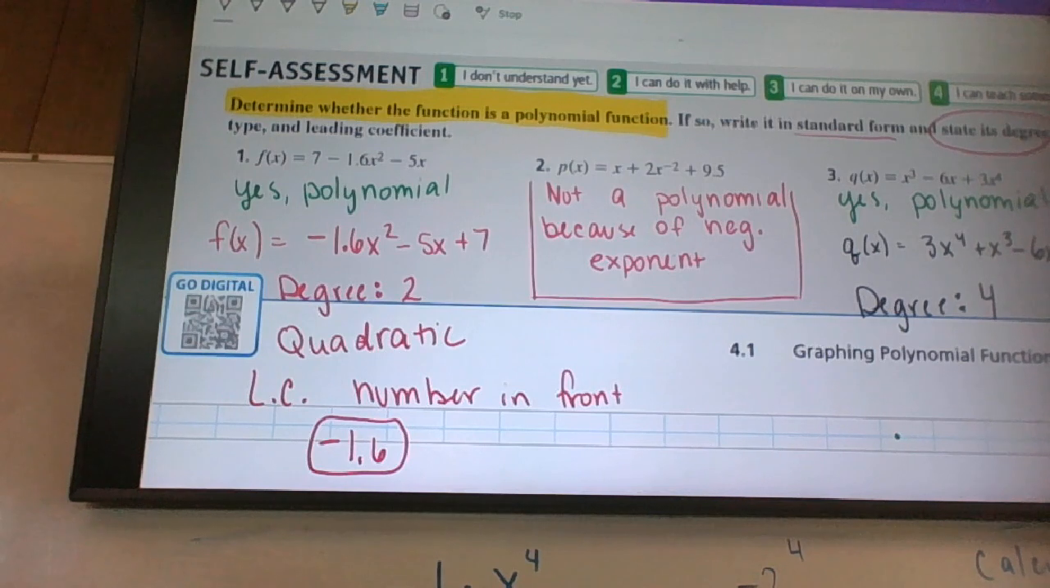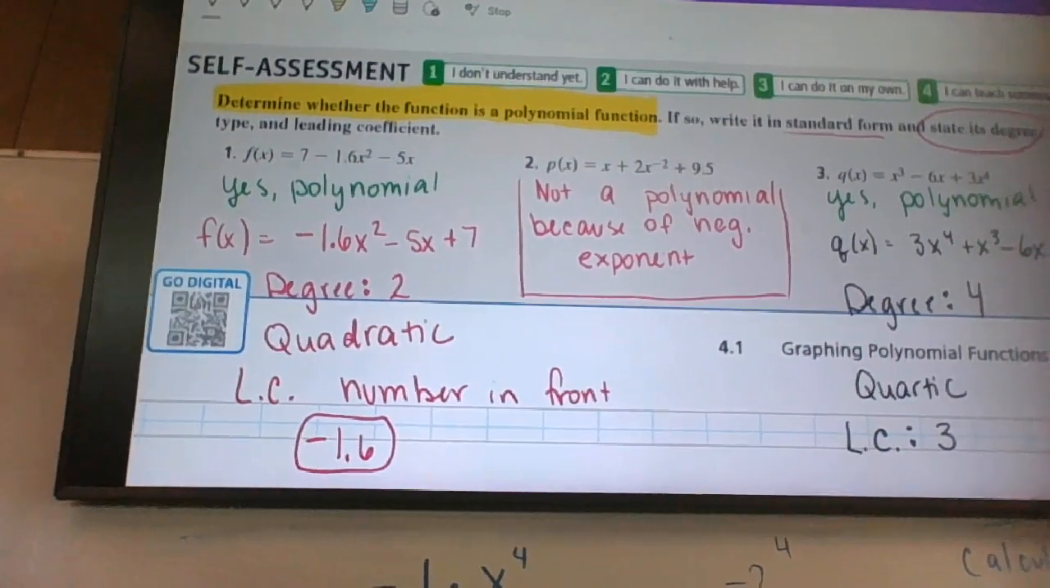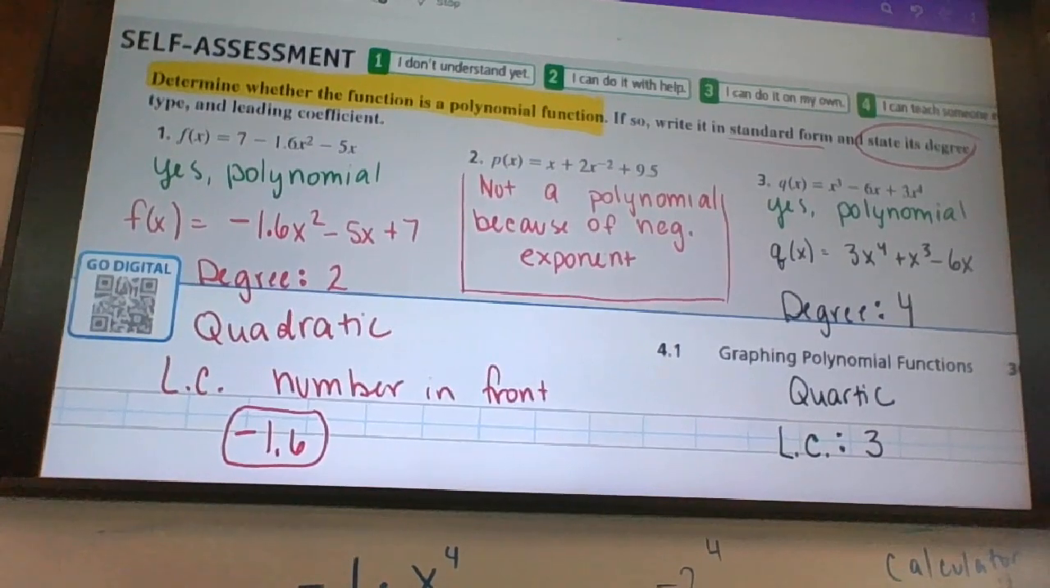And so something degree 4 is called quartic. Not quadratic, quartic. And degree 3 is called cubic. Yes, degree is the highest exponent. And then the leading coefficient is 3. So now, after you're done that, try number 4. Figure out which one does not belong.